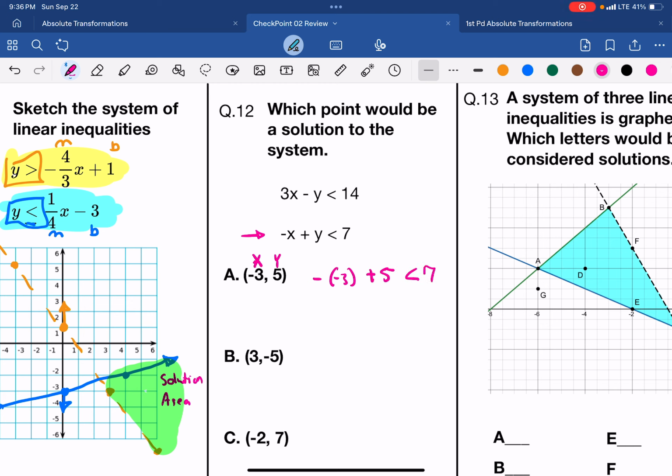Negative. It's a +3. 3 plus 5 is 8. Is 8 less than 7? No. Let's try the next point.